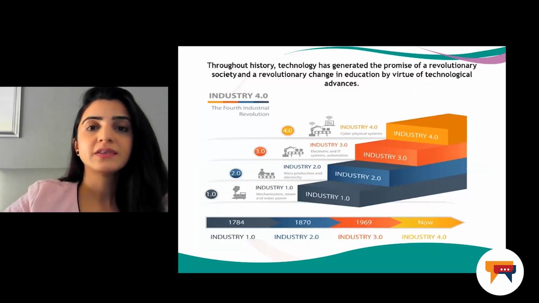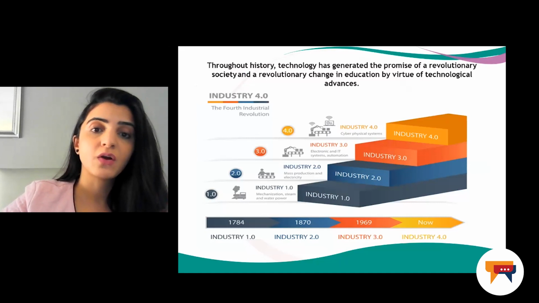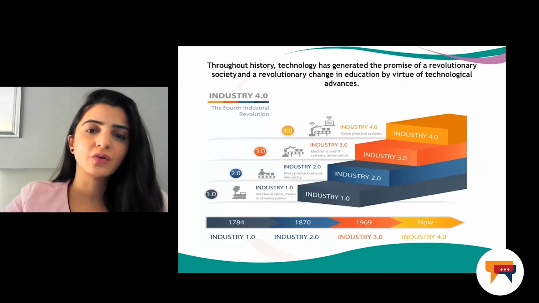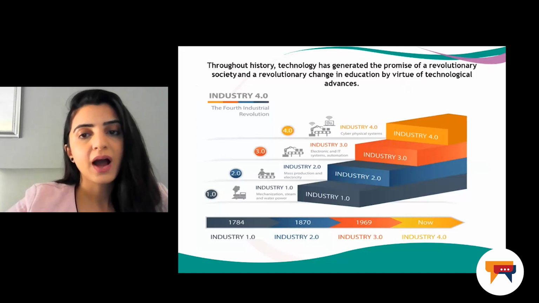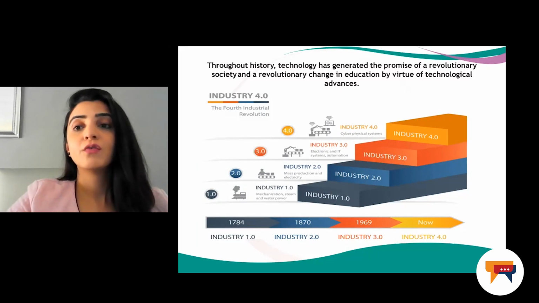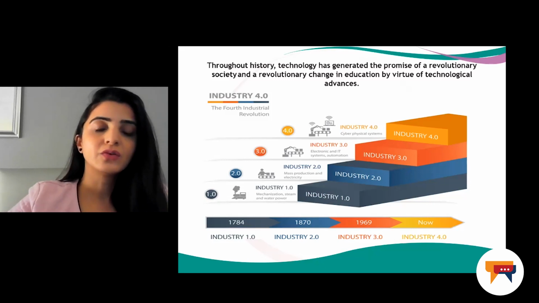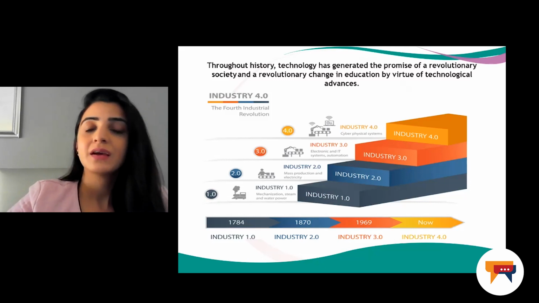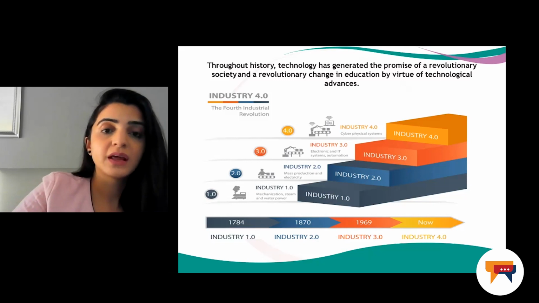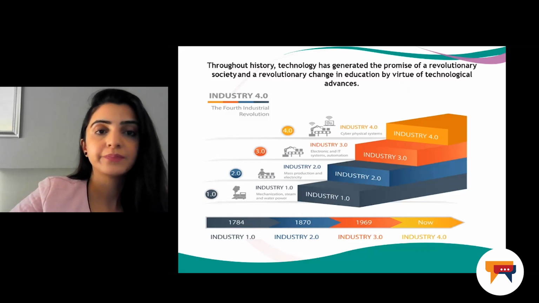Throughout history, technology has generated the promise of a revolutionary society and a revolutionary change in education due to the technological advances that we speak of. This diagram basically shows you from where it was to where it is now. It's very important for you to understand these transitions and focus on working with technology at this stage. We cannot ignore technology. Maybe previously, when it was still new to everyone, it was just something that was there but not really used. But now it's very important that we integrate it into our teaching and learning, especially in schools today.